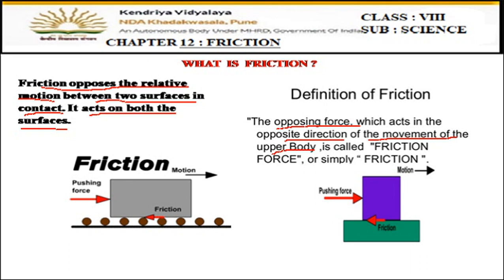Upper body means, suppose the box is on the ground, so the box is the upper body. If we are walking on the ground, we are the upper body. The movement of the upper body is possible, while the ground will not move. So friction will always act in the opposite direction to the movement of the upper body. If the upper body is moving in the right direction, the friction will be acting in the left direction, as you can see in the diagram also. There is a box here which is just rolling on this surface, and the direction of motion is towards the right side, and here you can see that friction is acting towards the left side. So I think these points are very clear regarding friction.